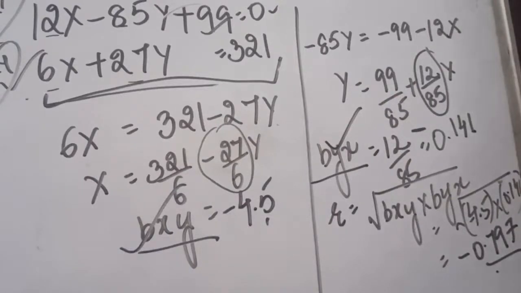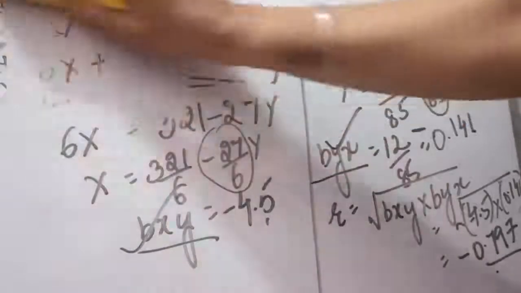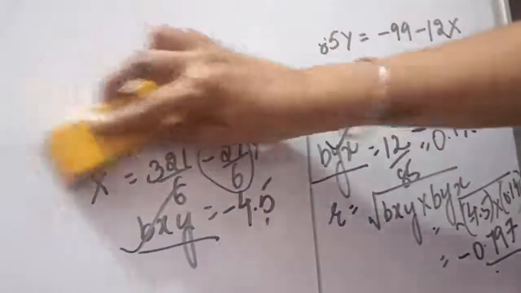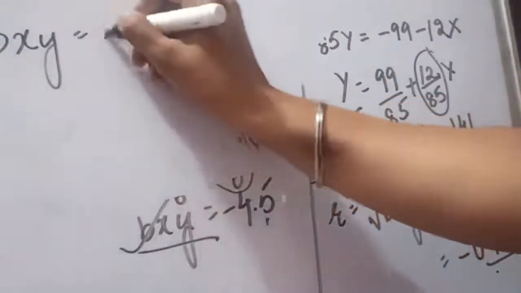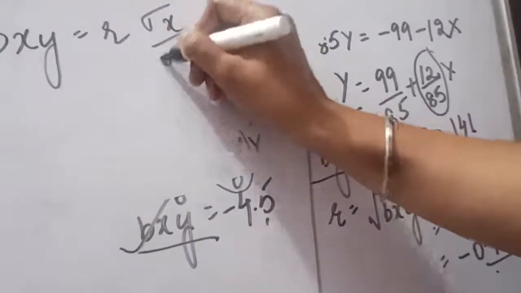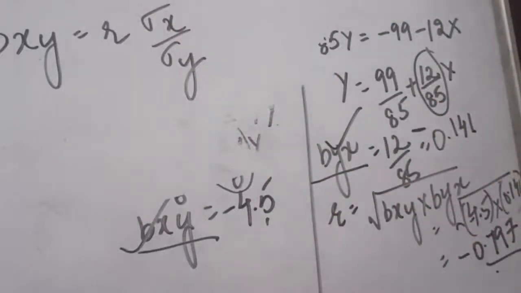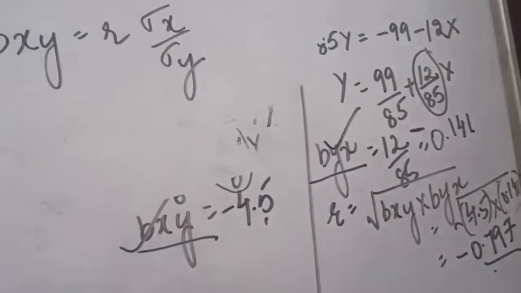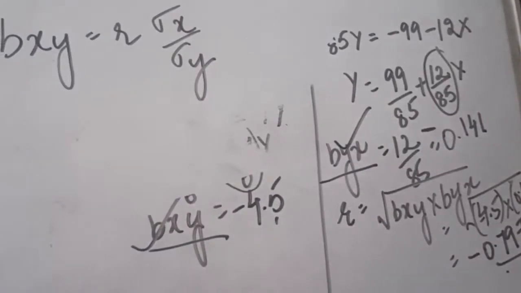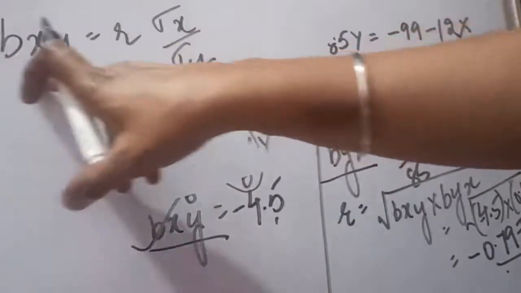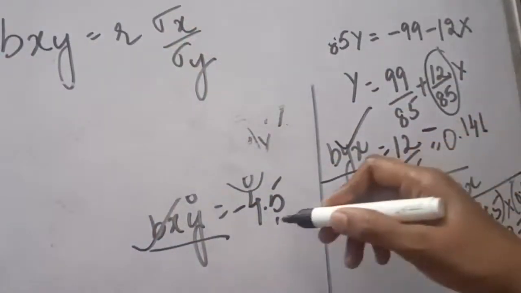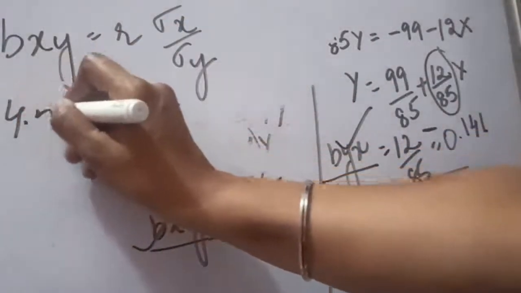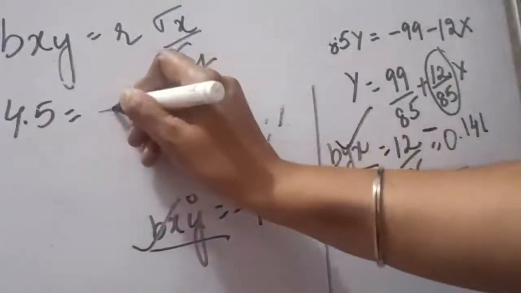Now coming to the third part of the question. The third part was saying that you have to calculate the standard deviation of y while the standard deviation of x was given. Now I'm going to make use of this formula. I hope you all remember this formula: bxy is equal to r times standard deviation of x upon standard deviation of y. In place of this formula, you can make use of byx also. Then y will come above and x will come in the denominator. So I'm going to put the values. This I have calculated. Correlation also I have calculated.